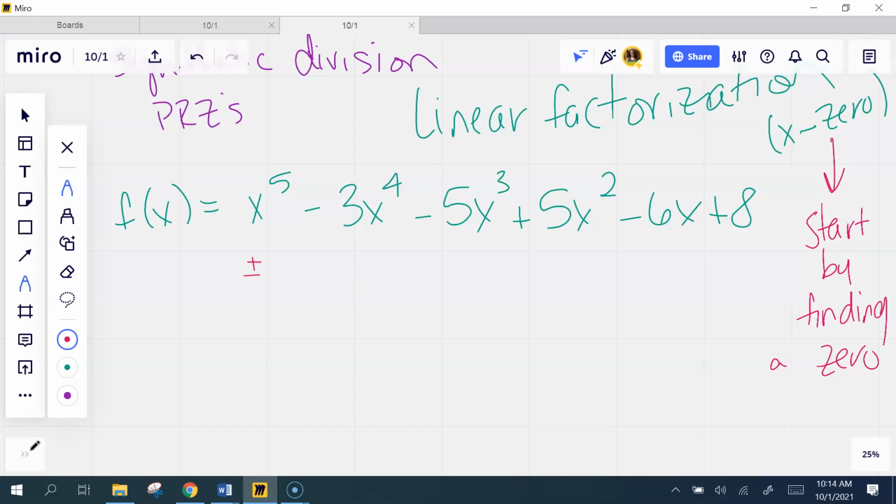What are the PRZs here? 1, 2, 4, and 8. Well, the leading coefficient is 1. So no, I would divide all of those by the factors of 1, which is still itself. So let's start testing some. I'll start with 1.